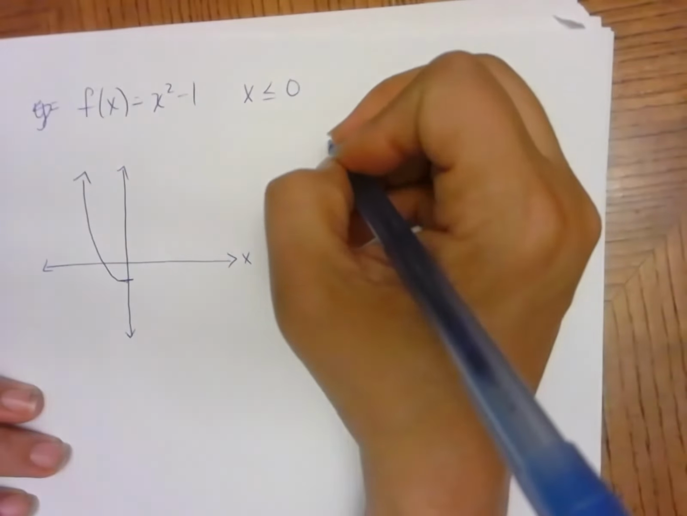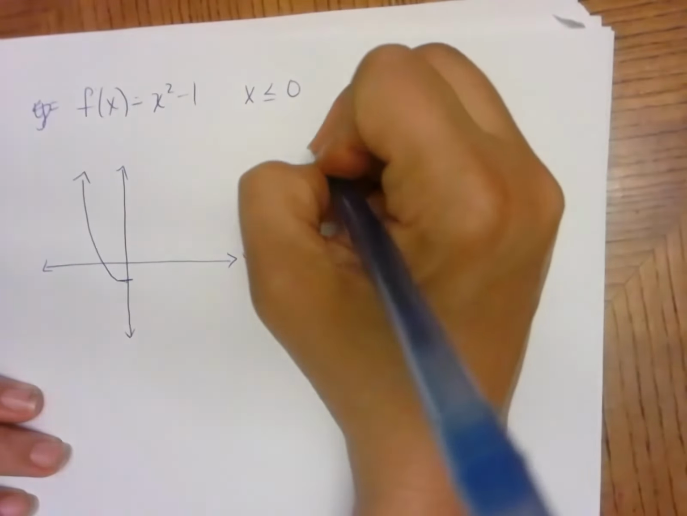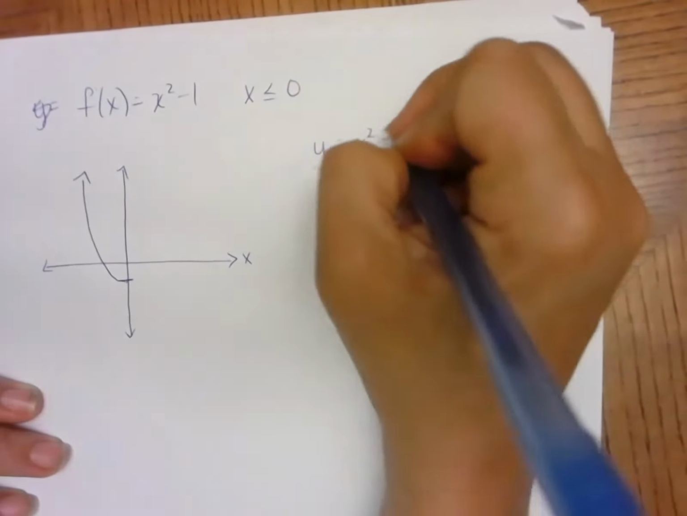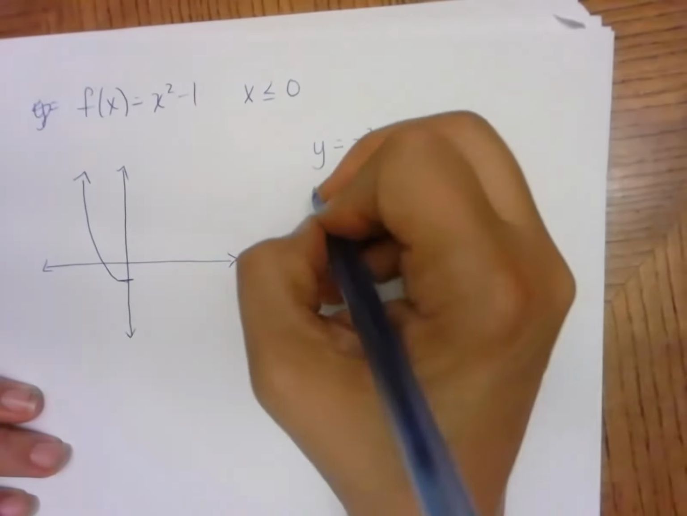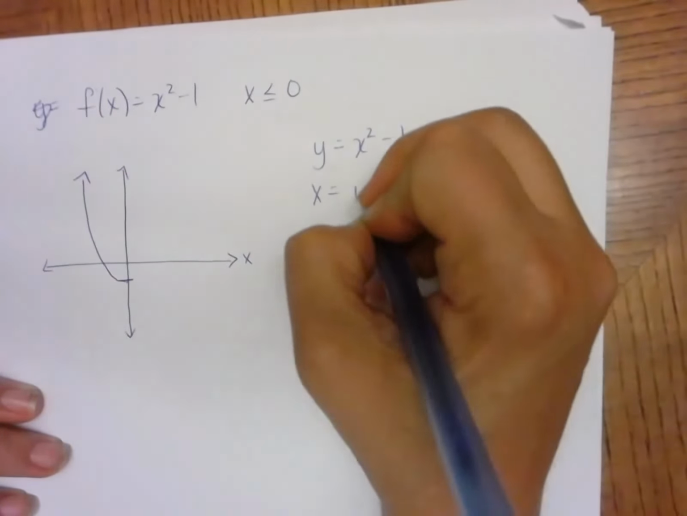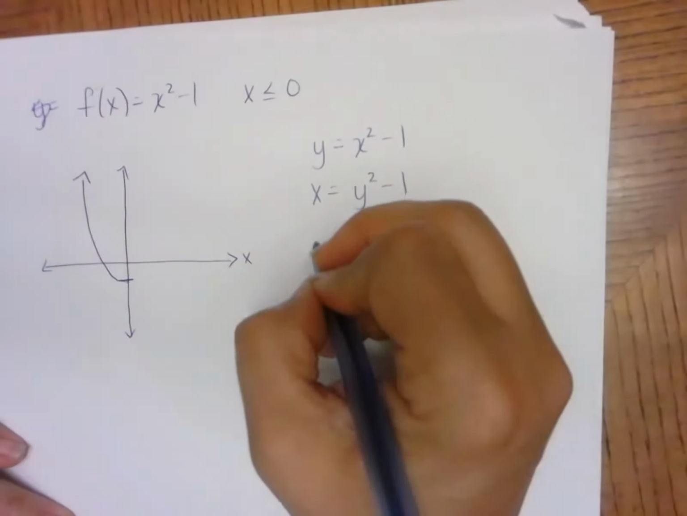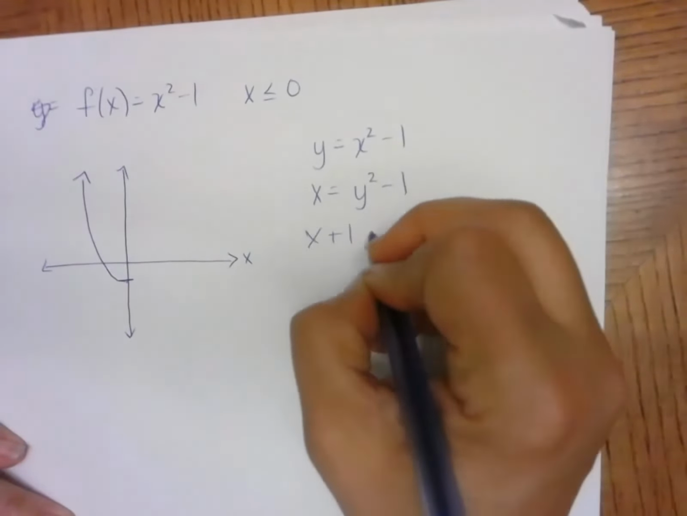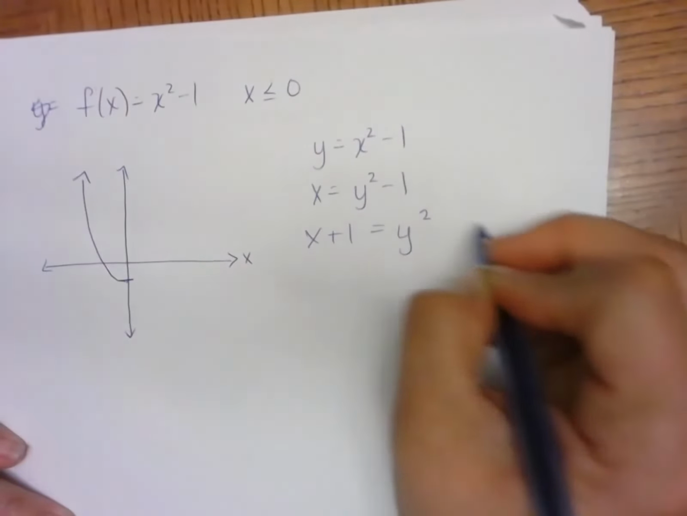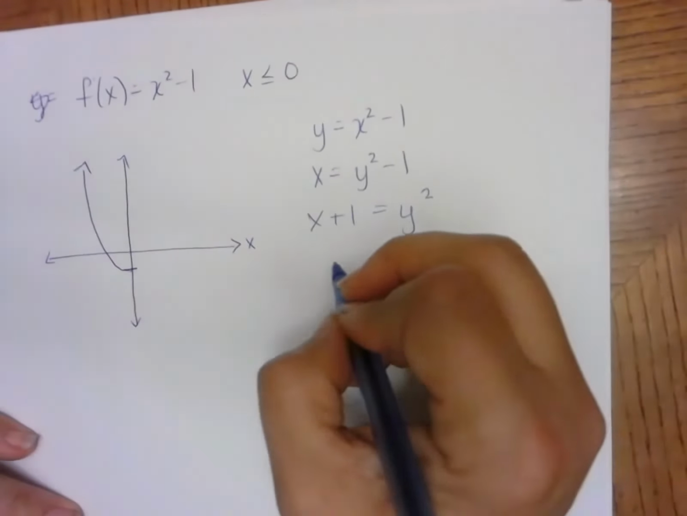So I have y equals x squared minus 1. I'm going to swap out my variables. x equals y squared minus 1. So I'm going to add 1 to both sides and get x plus 1 is equal to y squared. And then I take the square root of it.